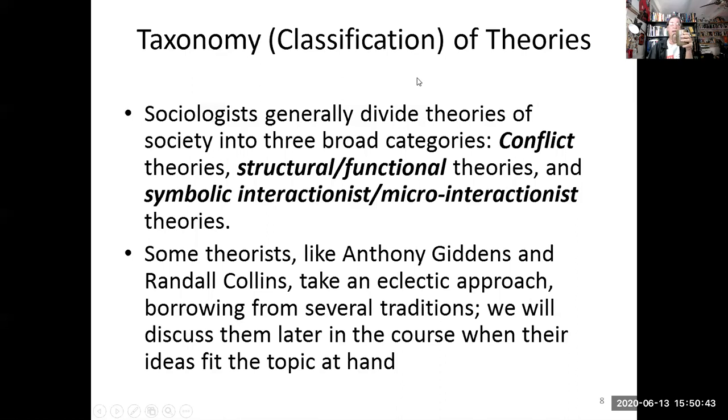Okay, taxonomy is just classification. I don't know why I use that word, but at least I put its meaning there. So there are three broad categories in general that sociologists recognize. They're conflict theories, structural functional theories, and symbolic interactionist or micro-interactionist theories. You don't have to swear allegiance to one particular theory group or another. You can mix and match. You can use whatever theoretical understanding fits your research problem, whatever it is you're trying to understand.